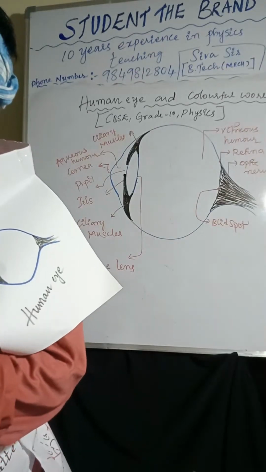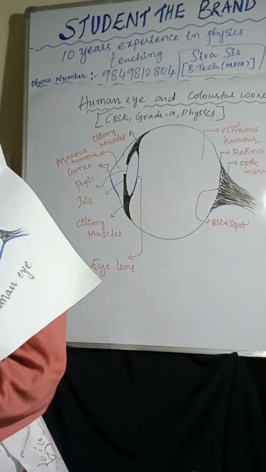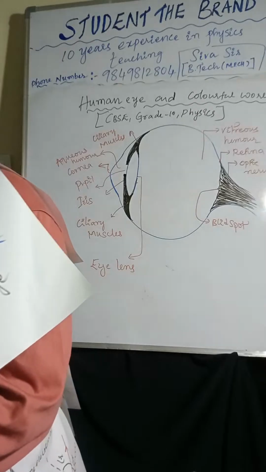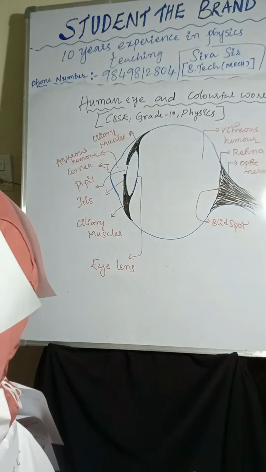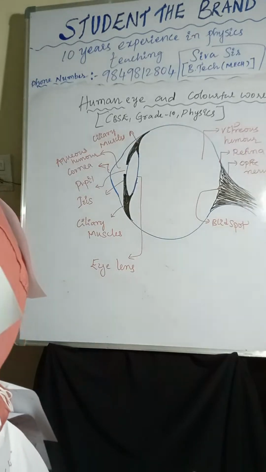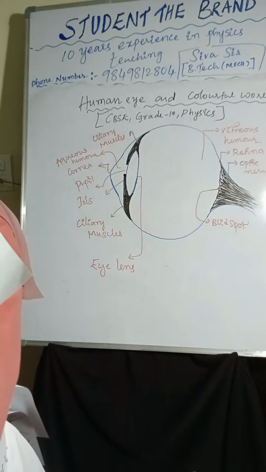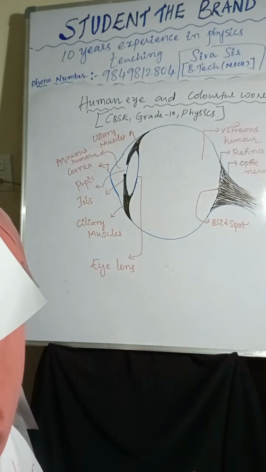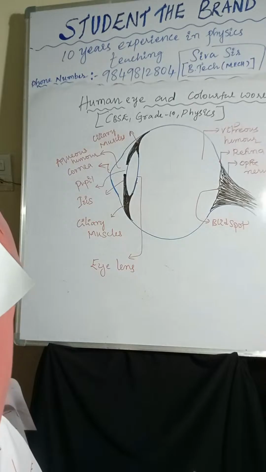When you're seeing the nearby object or far object, okay. So the lens, that is nothing but, if you're taking, sir, 1 minute, just 1 minute. Just 1 second. Sorry for the interruption.